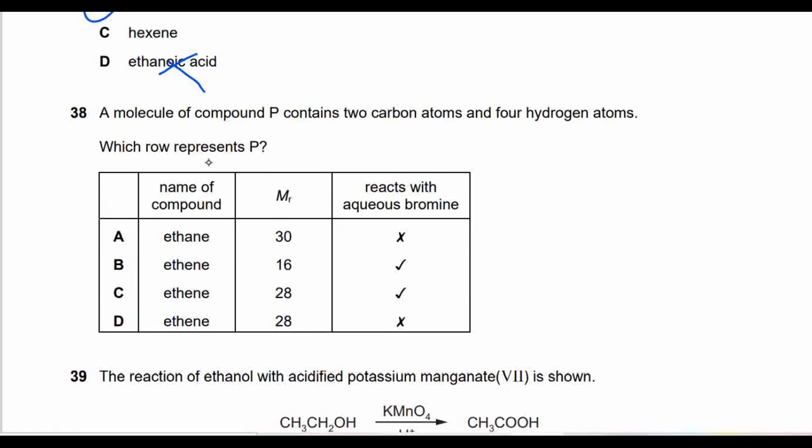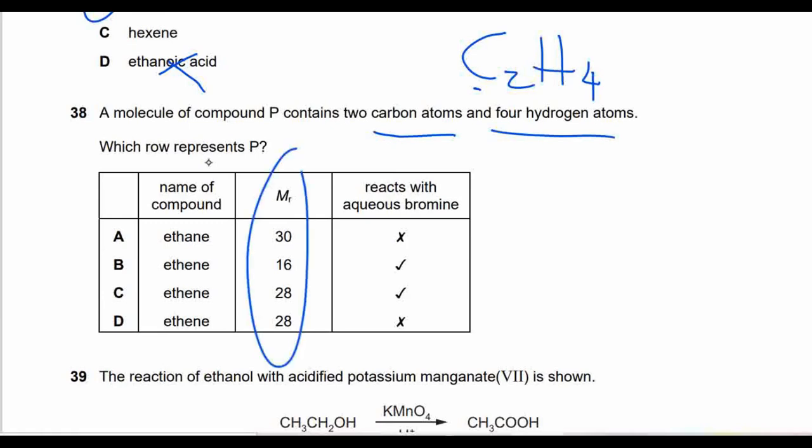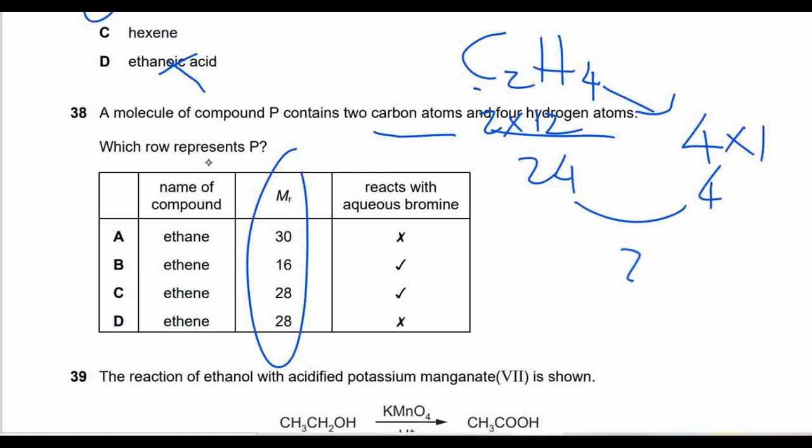A molecule of P contains 2 carbon and 4 hydrogen, so C2H4. Which row represents P? C is 2 times 12, which is 24. H is 4 times 1, which is 4. 24 plus 4 is 28. So we have to choose between C and D. Since this is C2H4, it has a double bond because there are only four H.